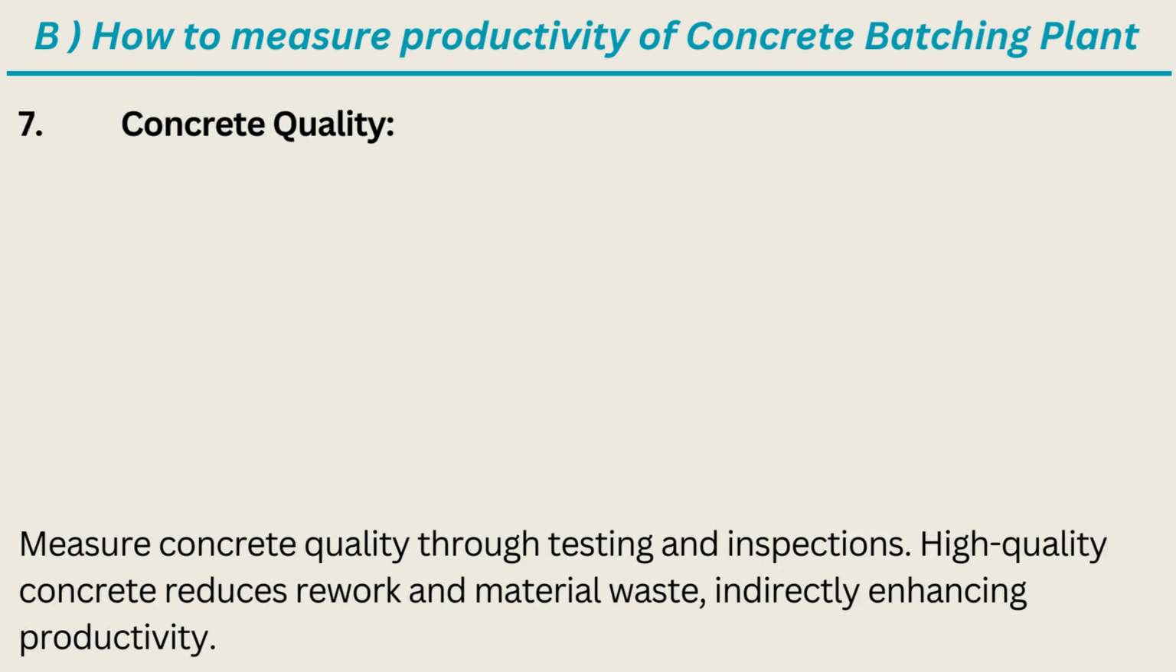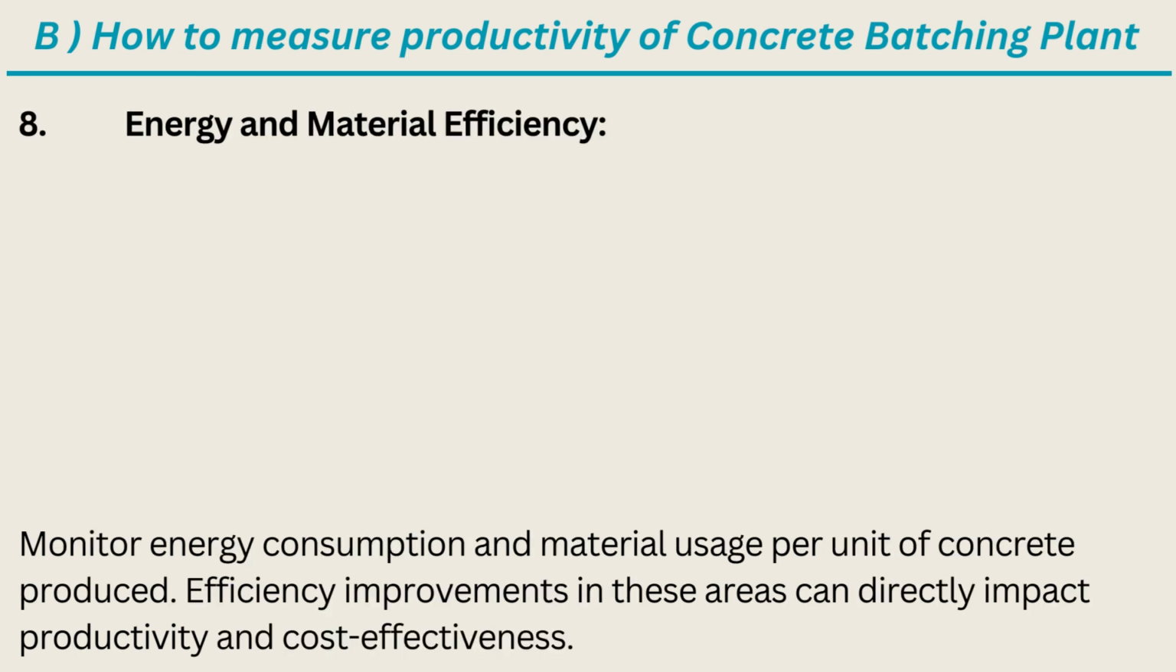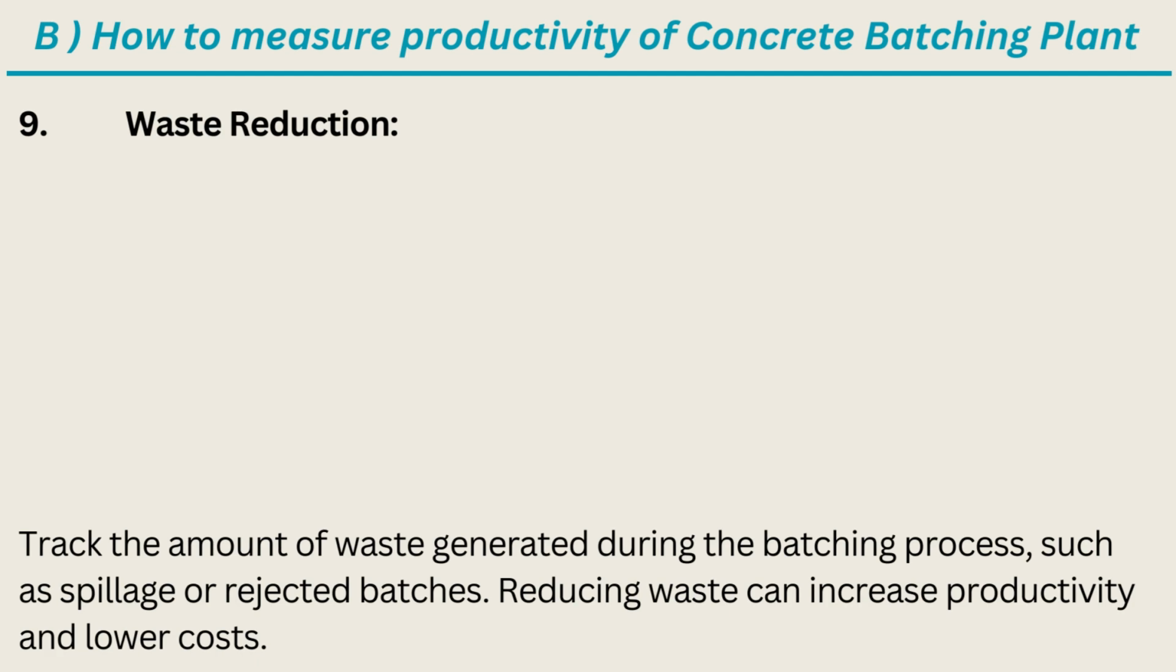7. Concrete quality. Measure concrete quality through testing and inspections. High-quality concrete reduces rework and material waste, indirectly enhancing productivity. 8. Energy and material efficiency. Monitor energy consumption and material usage per unit of concrete produced. Efficiency improvements in these areas can directly impact productivity and cost-effectiveness. 9. Waste reduction. Track the amount of waste generated during the batching process, such as spillage or rejected batches. Reducing waste can increase productivity and lower costs.